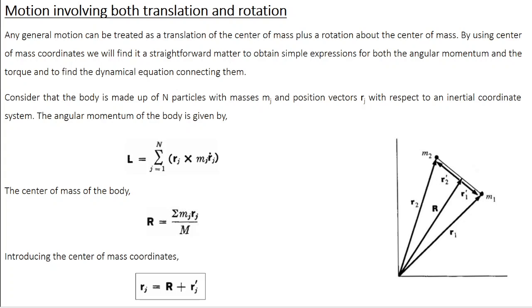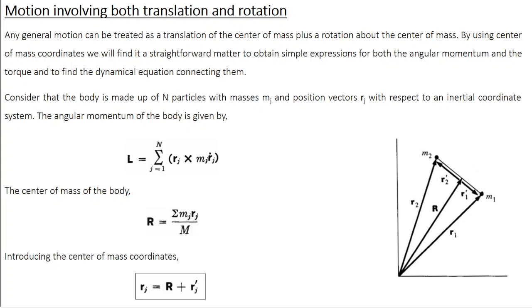So far in this course, we have been talking about pure translation motion and pure rotation motion. But in general, if you consider any motion, that will have both these components. As I said in the beginning of the course, there is an important theorem in classical mechanics known as Chasles' theorem, which says that any general motion can be treated as a translation of the center of mass plus a rotation about the center of mass.